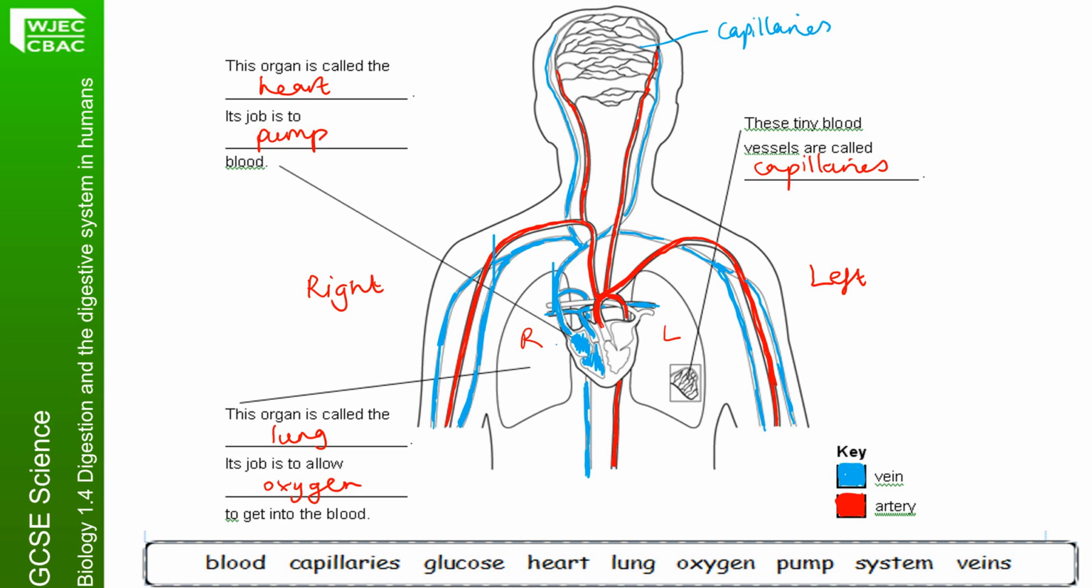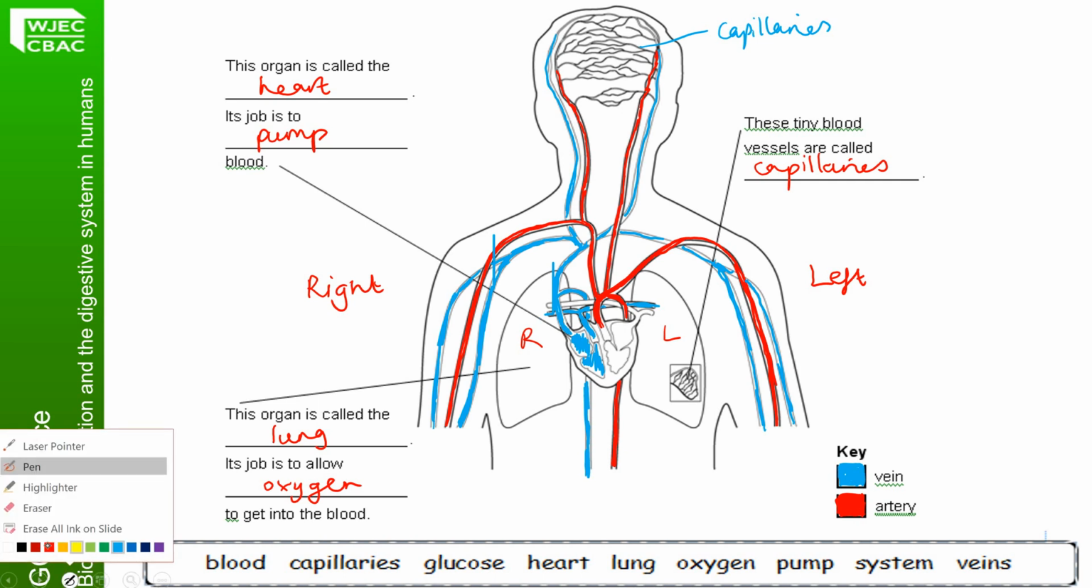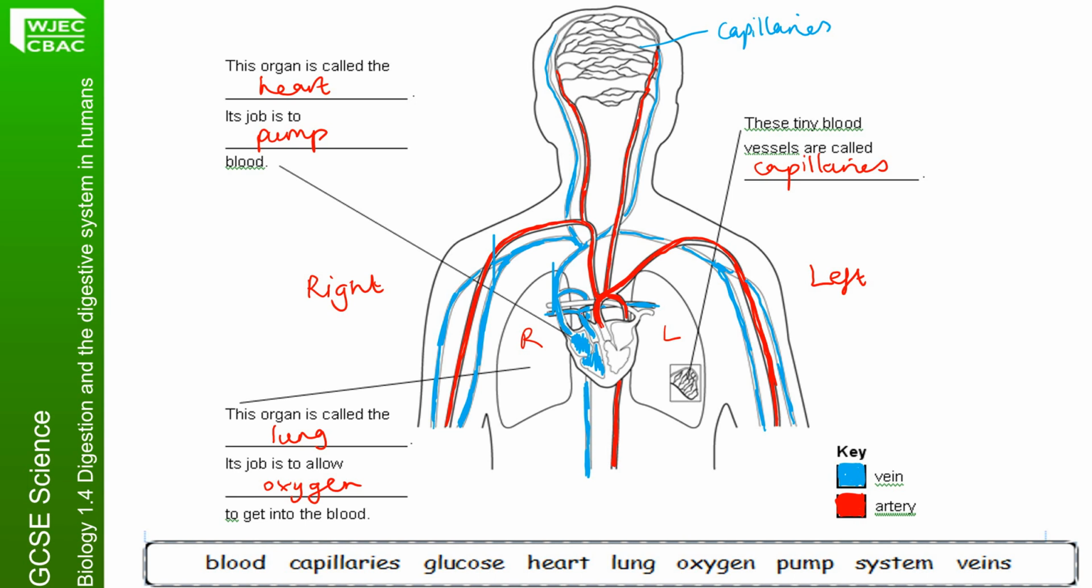Now, because it's deoxygenated, we've coloured it in blue, but our key says we want it in red, so we need to make sure that artery is coloured in red, but it actually contains deoxygenated blood. It's only going to pick up the oxygen when it gets here.